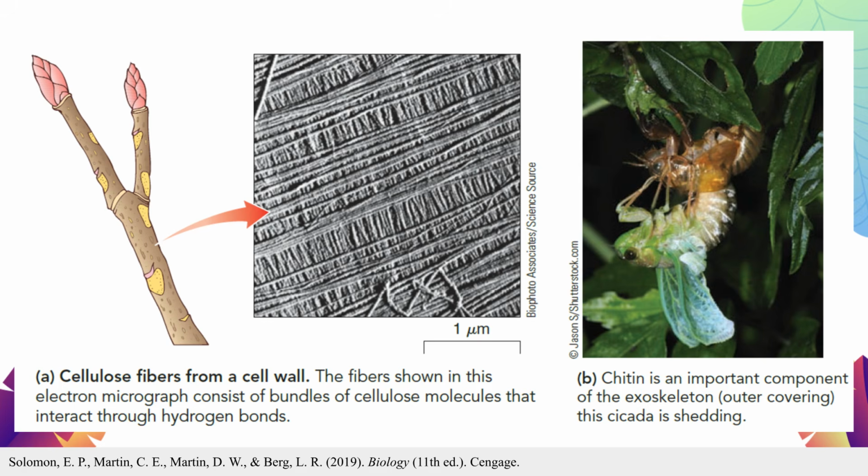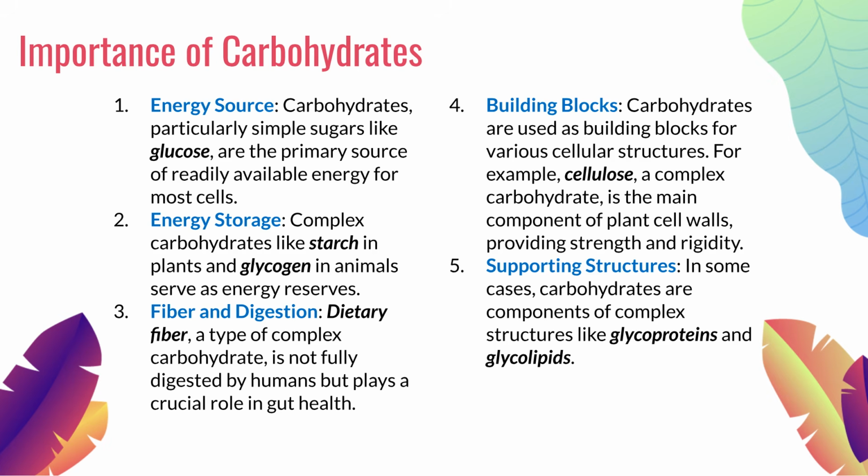Chitin is similar in structure to cellulose, but occurs in animal exoskeletons, such as those of insects and crustaceans, and in fungal cell walls. It is made of nitrogen-containing modified glucose units, which make chitin stronger and more durable, providing protection and structural integrity. Carbohydrates serve as the primary source of energy for cells. They also provide structural support and aid digestion through dietary fiber.